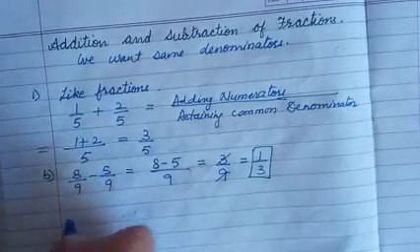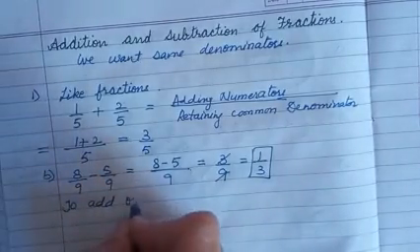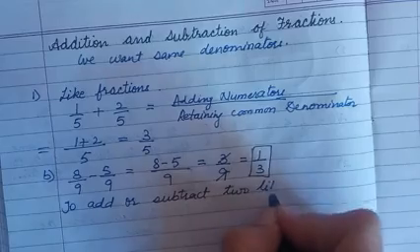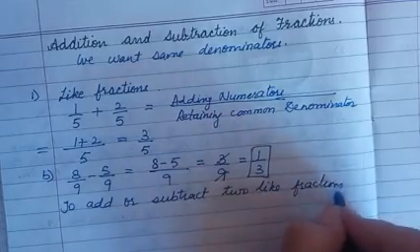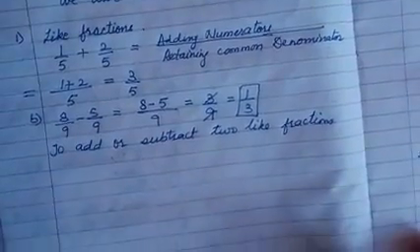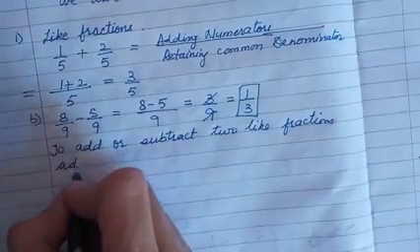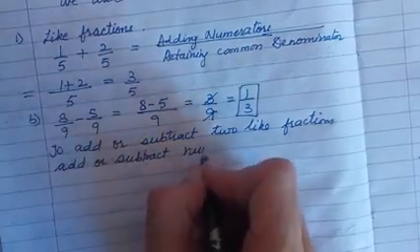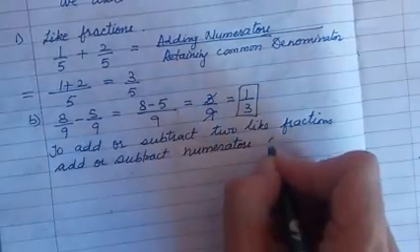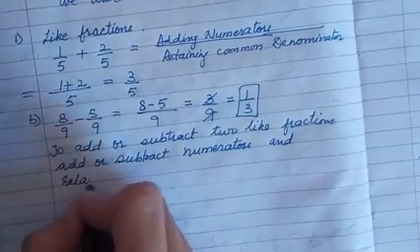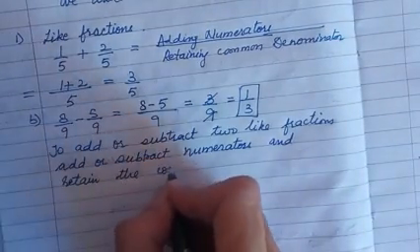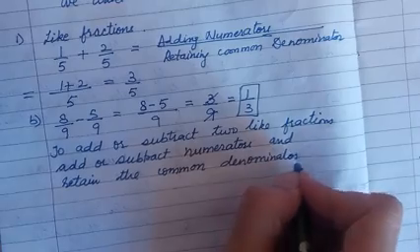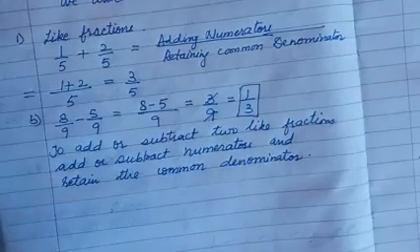So here, to add or subtract two like fractions, add or subtract numerators and retain the common denominator. You have to write down the common denominator.